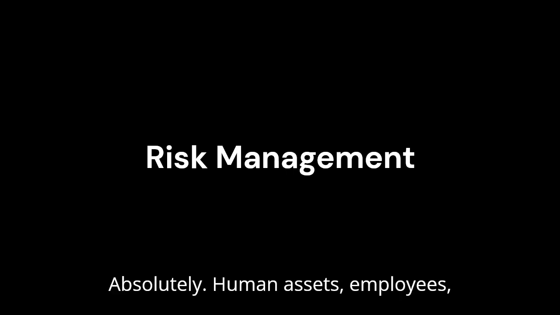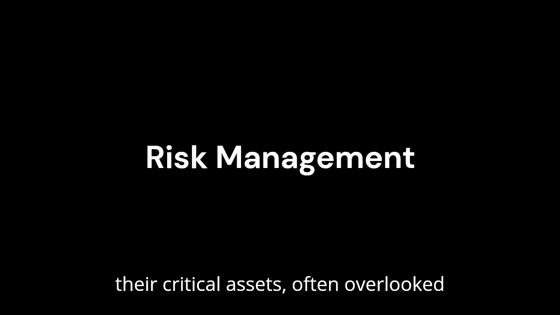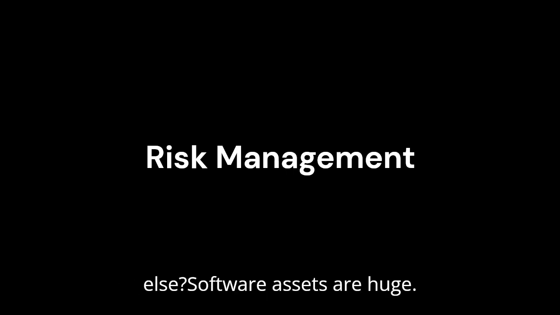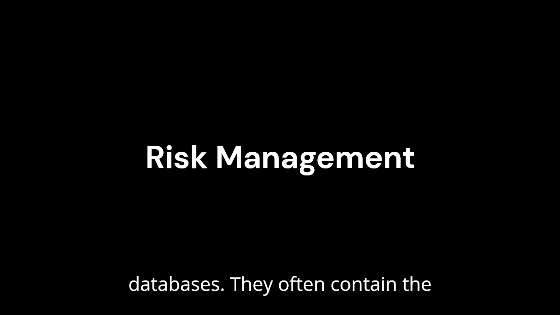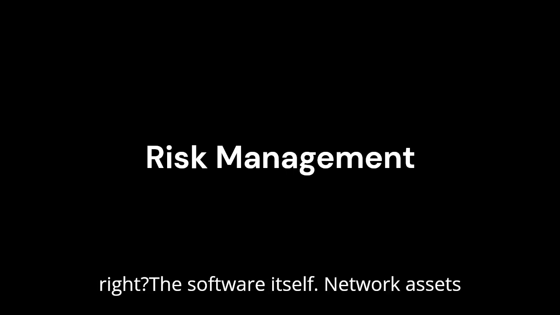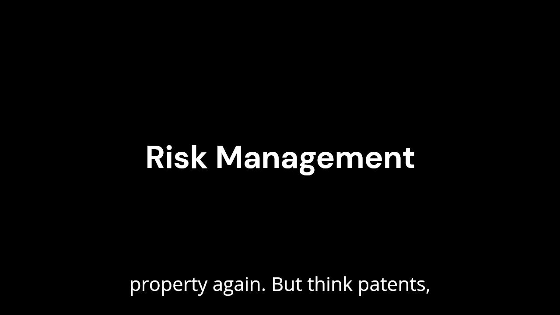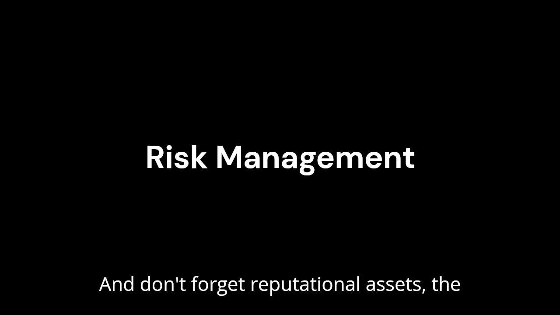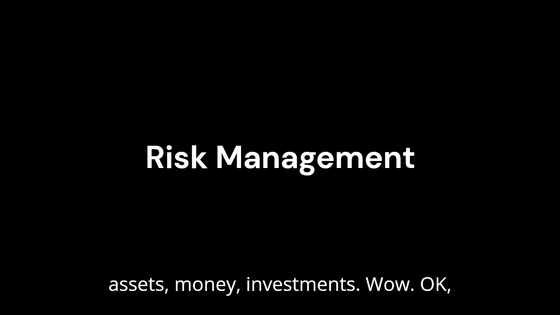Okay. And you mentioned intangible before, but what about people? Absolutely. Human assets: employees, contractors, anyone authorized to access systems, their knowledge, their actions. They're critical assets, often overlooked too. That's a really good point. What else? Software assets are huge. Applications, operating systems, databases, they often contain the vulnerabilities we'll talk about later. Right, the software itself. Network assets too. Firewalls, routers, switches, the plumbing of the network. Intellectual property again, but think patents, copyrights, trademarks, the legal side. And don't forget reputational assets, the brand's value. A breach can hammer that. Finally, straightforward financial assets, money, investments.